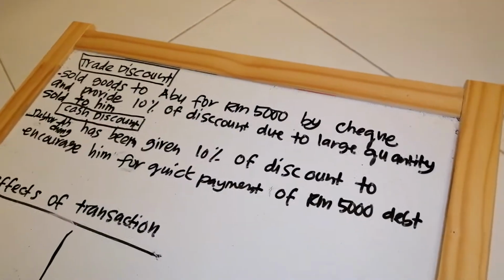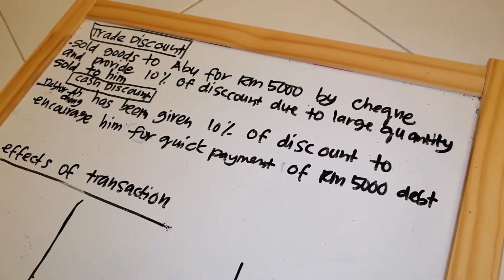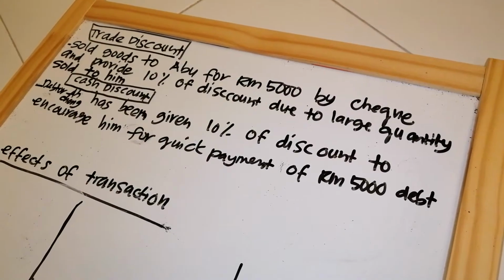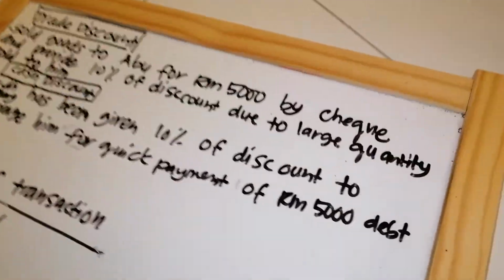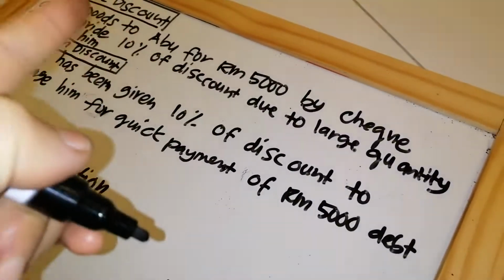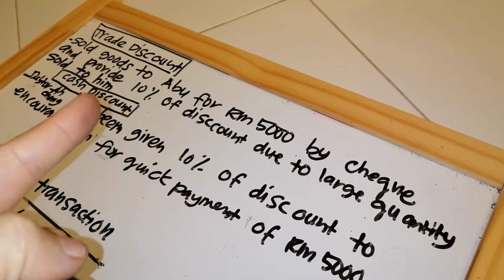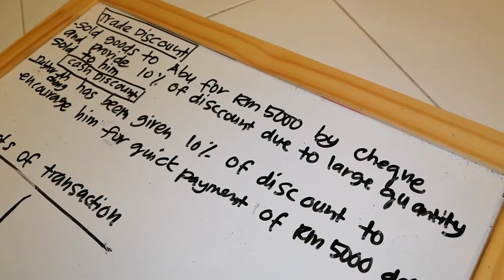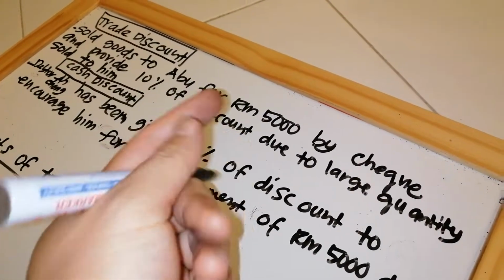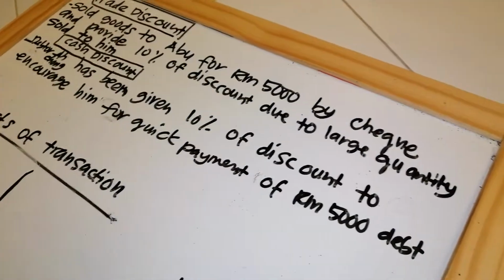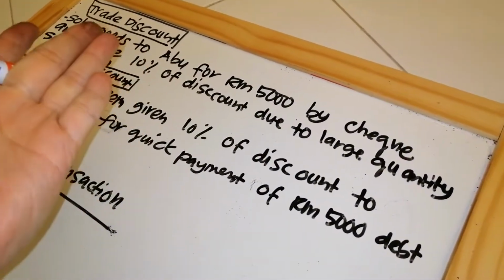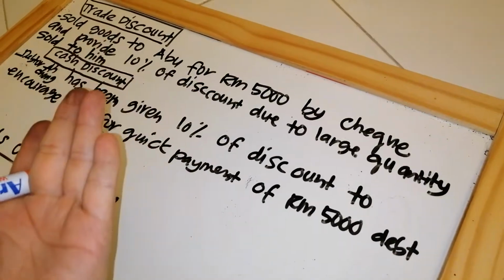trade discounts: sold goods to Abu for RM5,000 by check and provide 10% of discount due to large quantity sold to him. So, trade discount, I told you just now in the previous video, no need to record the discount amount that you give to your customer. Tak perlu record. You just record biasa saja berapa yang you sold goods to your customer.